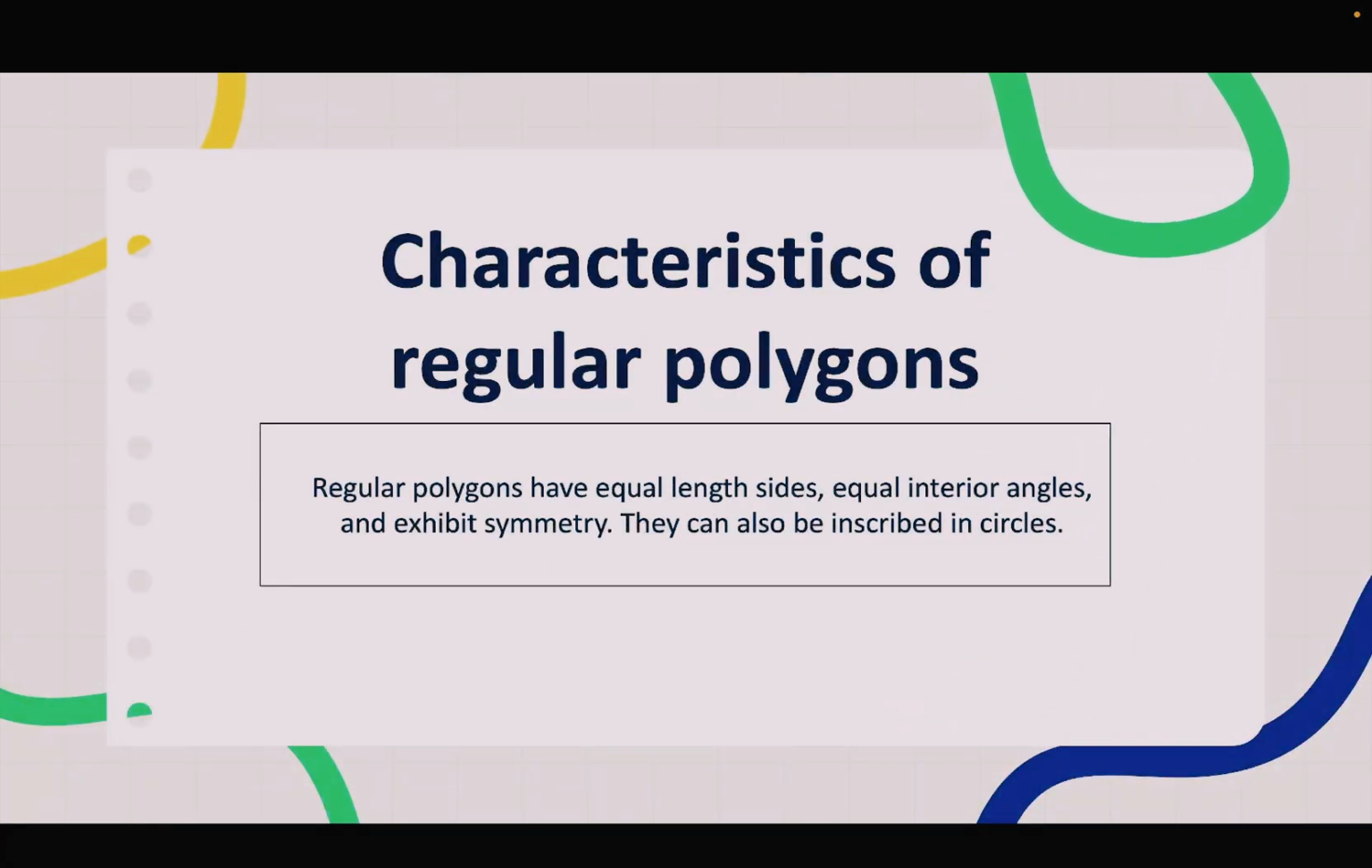The characteristics of regular polygons are, for example, having equal length sides or equal interior angles, and exhibiting symmetry. They can also be inscribed in a circle. When it says exhibit symmetry, that means the polygon can be divided into identical halves that mirror each other. They can also be inscribed in circles, which means these polygons can fit properly inside a circle.